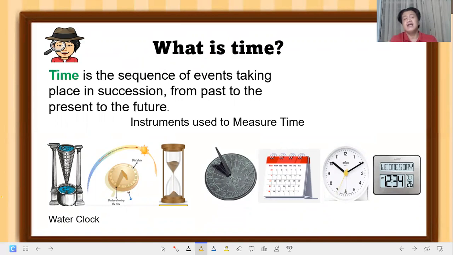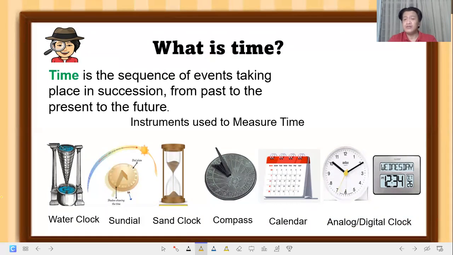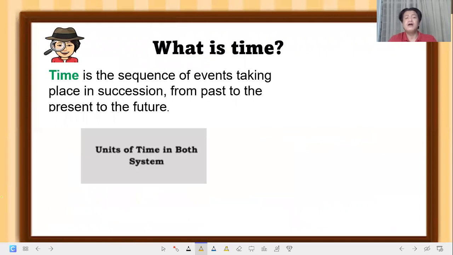Okay, yung water clock, di ba, nilalagay nila sa object and then hihintayin nilang maubos yon. Okay, so doon na nila namin measure yung time. And we also have the sundial. Okay, we also have the sun clock, the compass, the calendar. But today, okay, nasa ano na tayo, no? Okay, technology, or we have the digitized analog digital clock. And there are units of time in both systems. Ano ba yung gagamitin natin para mag-convert of time units?